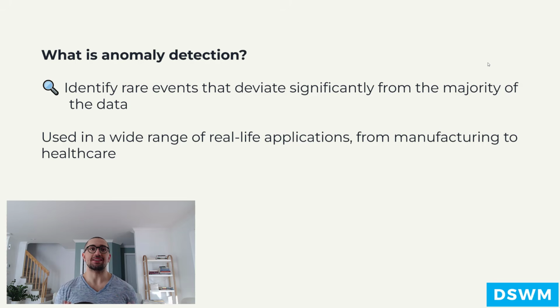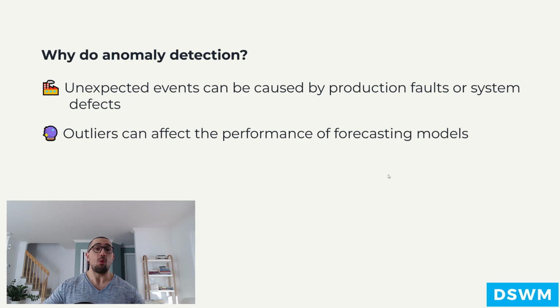What is anomaly detection? Well, anomaly detection is a task where you identify rare events that deviate significantly from the majority of the data. And it's very useful, right? It's used in a wide range of real-life applications, from manufacturing to healthcare. And now, why would you do anomaly detection at all? Well, for 2 reasons. First, unexpected events usually are caused by some kind of production faults or system defects, right? And it's very important to identify those.